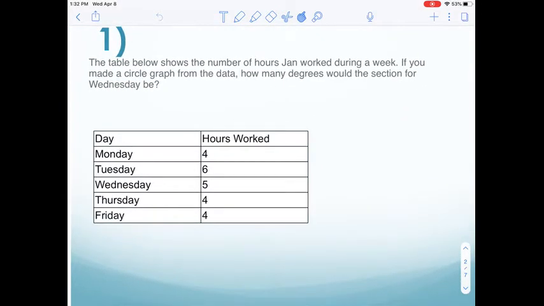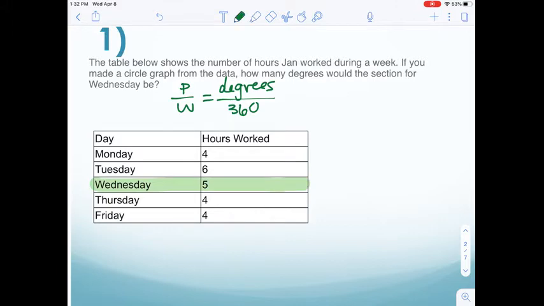Number 1, the table below shows the number of hours Jan worked during a week. If you made a circle graph from the data, how many degrees would the section for Wednesday be? There were problems just like this in your homework. We need to find part over whole equals degrees over 360. So we're going to set up this proportion to solve for the degrees. We're looking for Wednesday because that's what the question is asking.